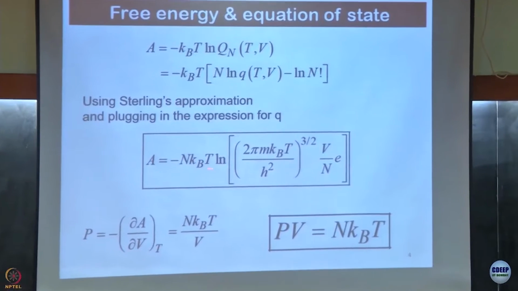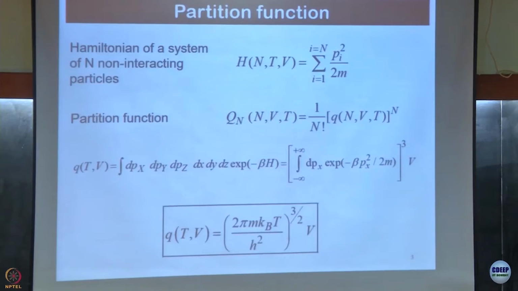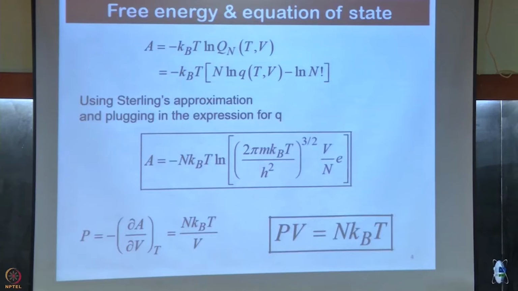So if this is the free energy which follows from this, then we take the derivative, the pressure, minus dA/dV at constant T, from thermodynamics. Since these are all log terms, these don't matter, I just get 1 over V, because it is ln V. That then gives n kBT by V, and this is PV equals n kBT.